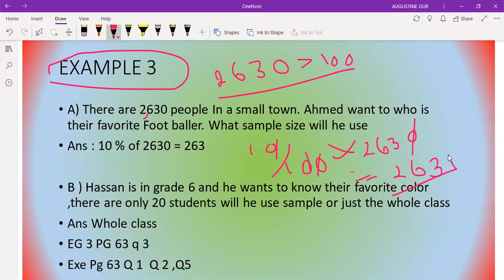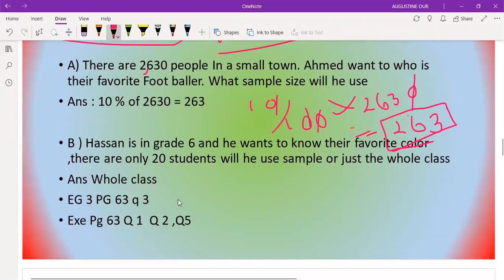So you can go and interview 263 people instead of interviewing 2,630 people. You can see this will take him a lot of time. He will waste a lot of money walking around, he'll get tired. So instead of doing that, he can only interview 263 people. And that is what we call sampling.